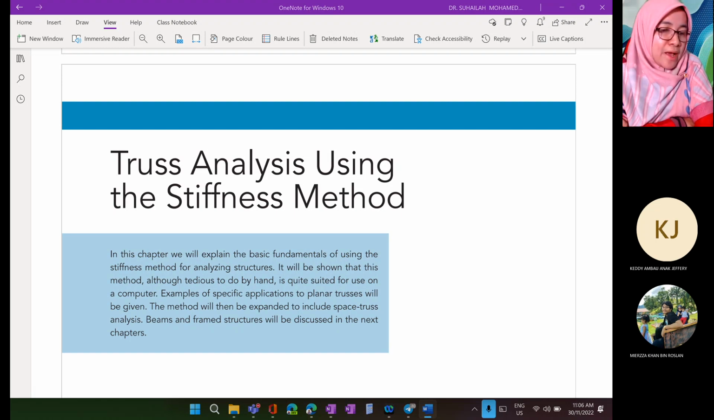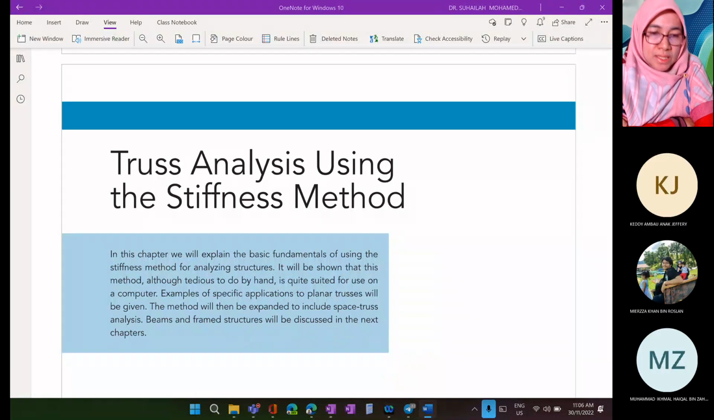So I believe you have watched my videos regarding this topic on how to establish the element stiffness global matrices and the structure stiffness matrix. So we will continue to analyze unknown displacement and unknown reaction, as well as member forces in truss.